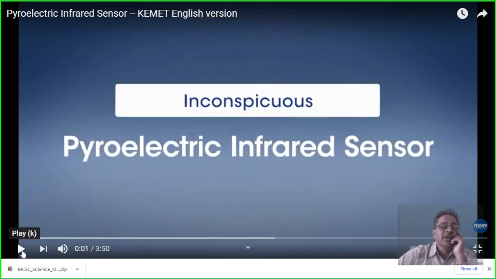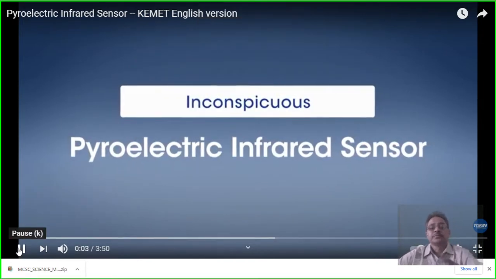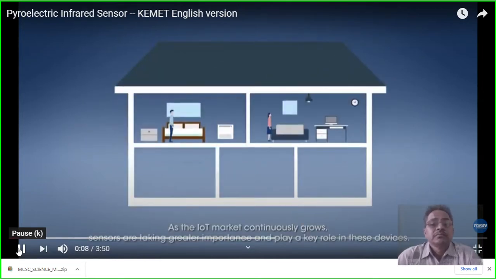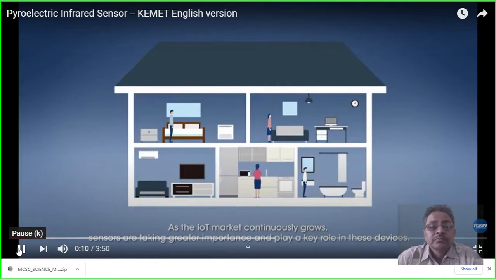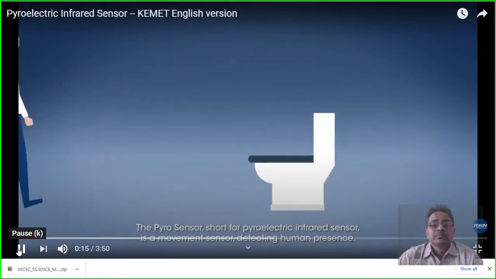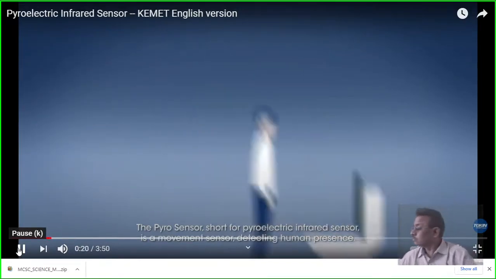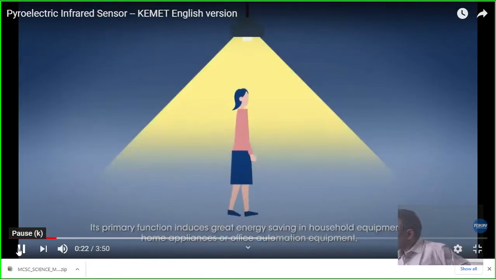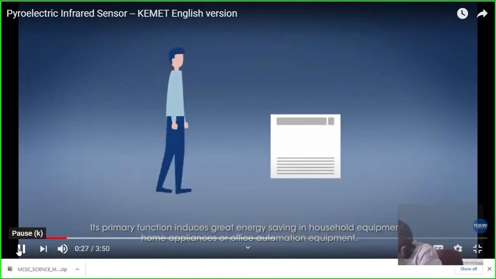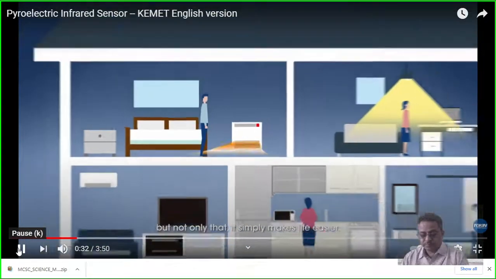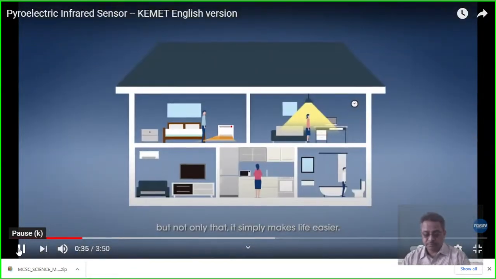This is what is called pyroelectric sensors. As the IoT market continuously grows, sensors are taking greater importance and play a key role in these devices. The Pyro Sensor, short for Pyroelectric Infrared Sensor, is a movement sensor detecting human presence. Its primary function induces great energy saving in household equipment, home appliances, or office automation equipment. But not only that, it simply makes life easier.